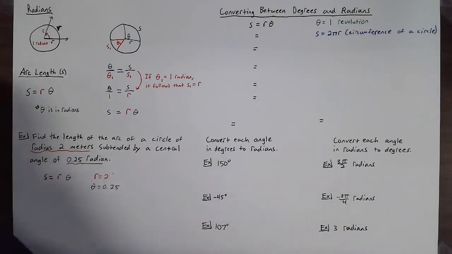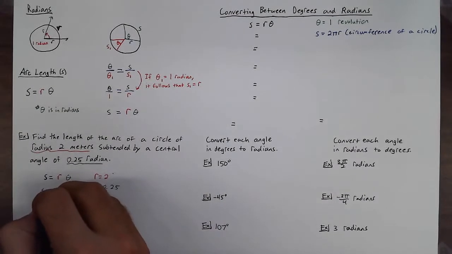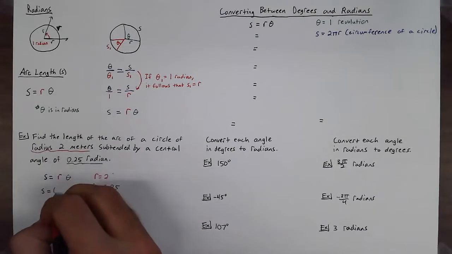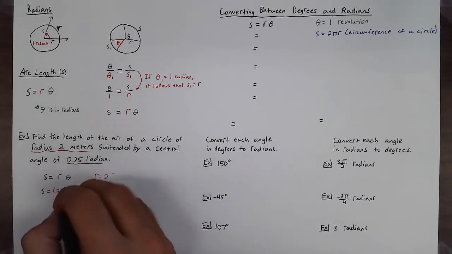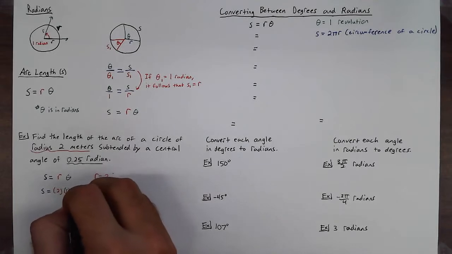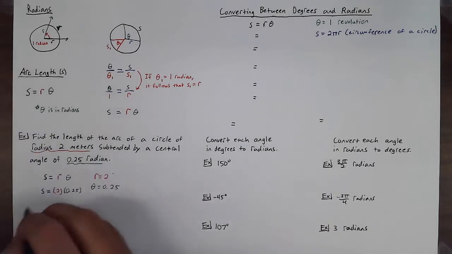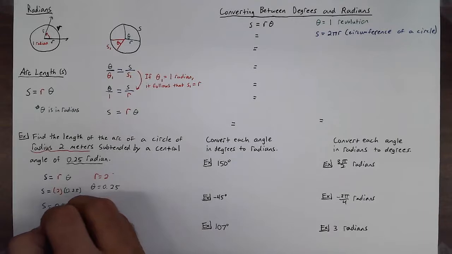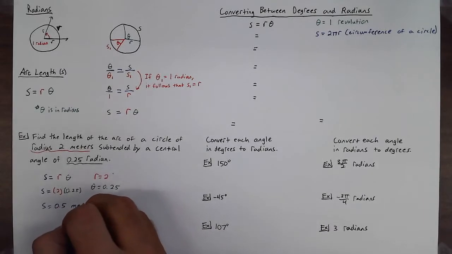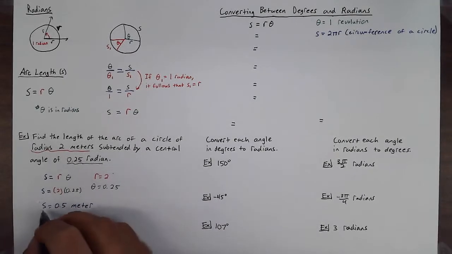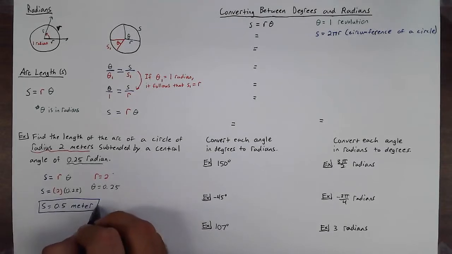And I just simply go ahead and plug these in. So it'll be 2 times 0.25, which when simplified gives me 0.5 meters, or half a meter. So not too complicated there.